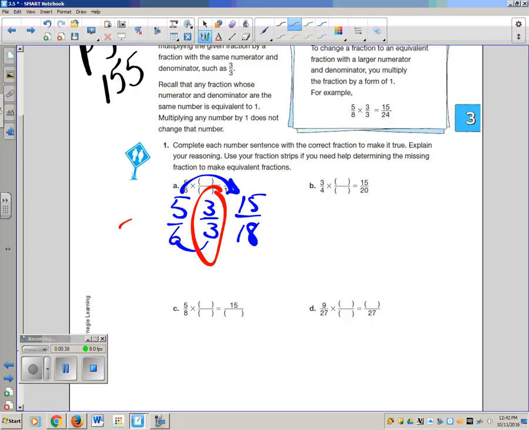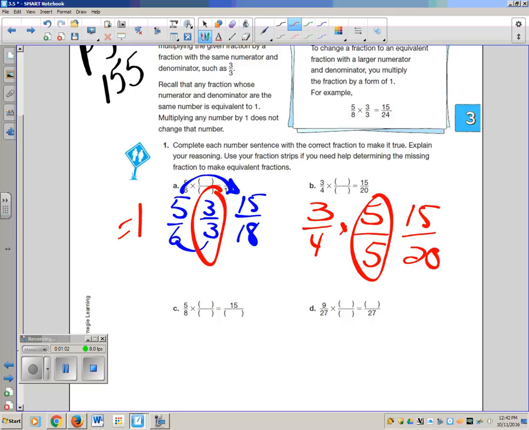That is 1. It's important that you understand that. That is 1. That's why we can change fractions. 3/4 times what is 15/20? 3 times 5 is 15. Whatever I do to the bottom, I do to the top, and same vice versa. 4 times 5 is 20. 5/5.